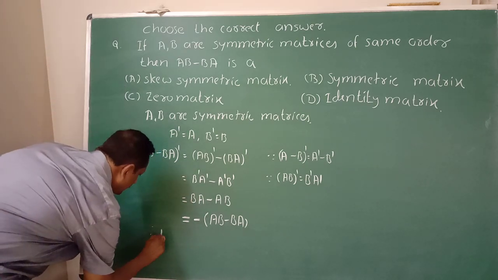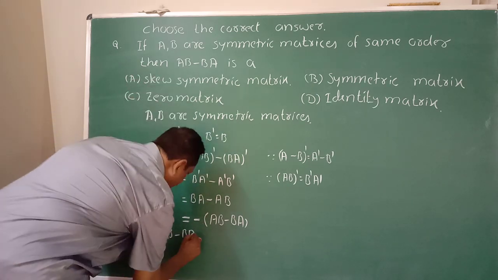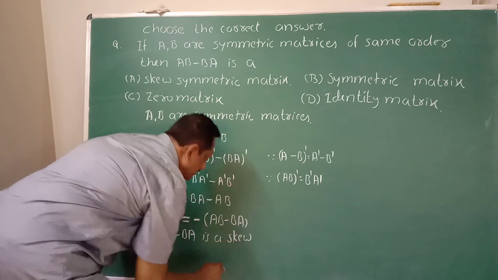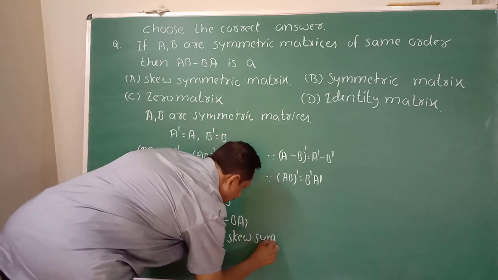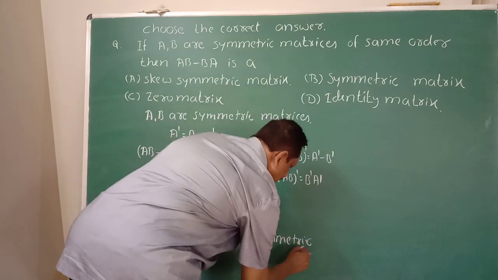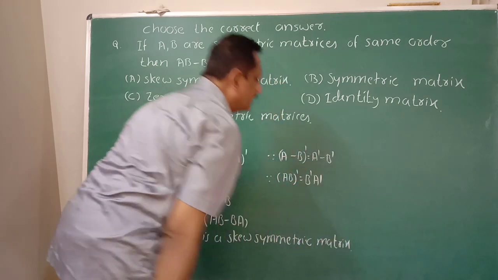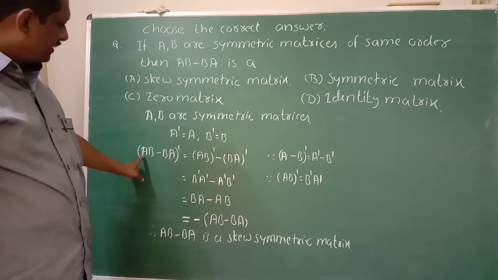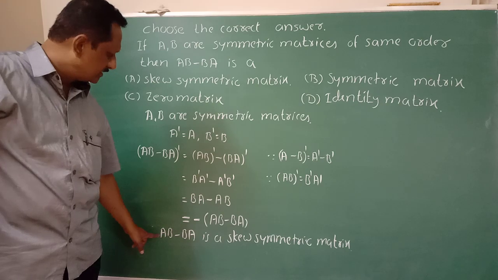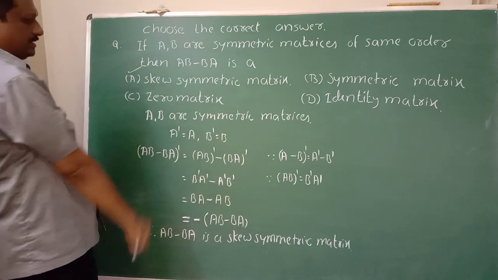Therefore, AB minus BA is a skew symmetric matrix here. By the definition of skew symmetric, (AB minus BA)' is equal to minus of (AB minus BA). Hence, AB minus BA is a skew symmetric matrix. So, A is the correct option here.